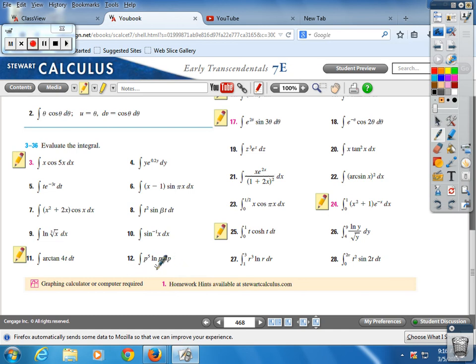Try number 12. P to the 5th, natural log of P dP.